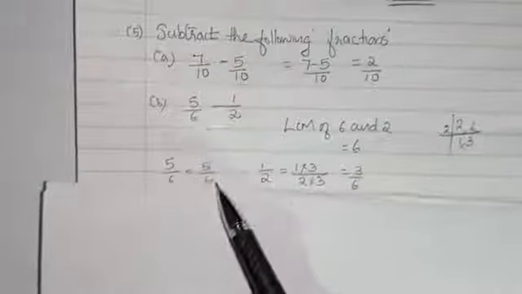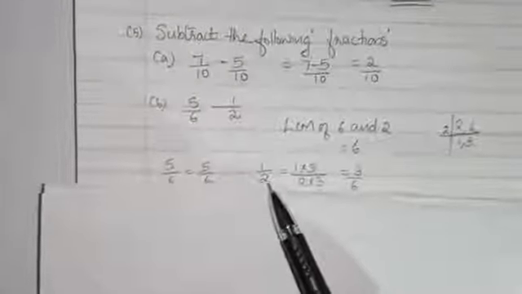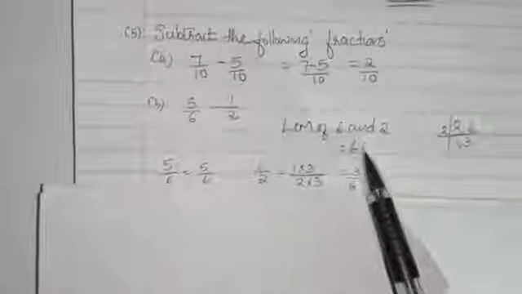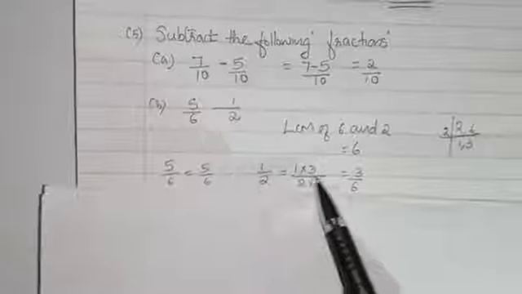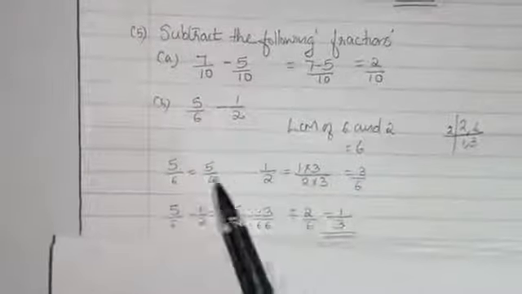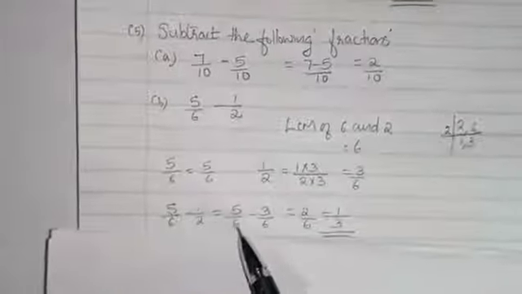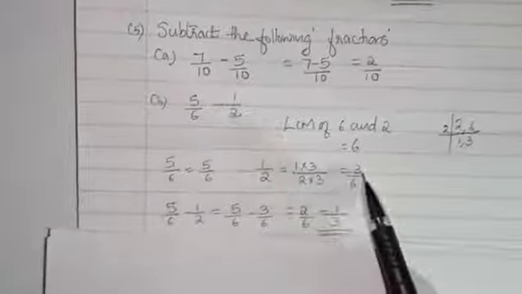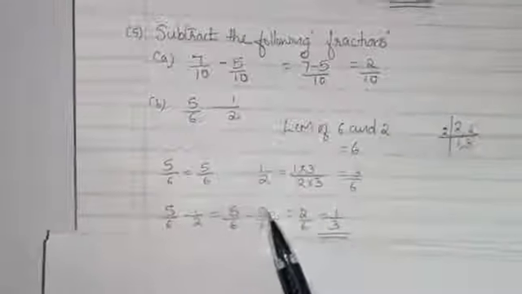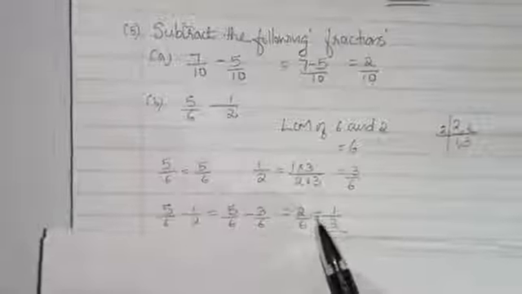First one, 5 by 6 is 5 by 6. But 1 by 2, multiplying 2 with 3, we get 6. So, 1 into 3 by 2 into 3, 3 by 6. So, 5 by 6 minus 1 by 2 is equal to 5 by 6 minus 3 by 6 is equal to 5 minus 3, 2, 2 by 6. The simplest form of 2 by 6 is 1 by 3.